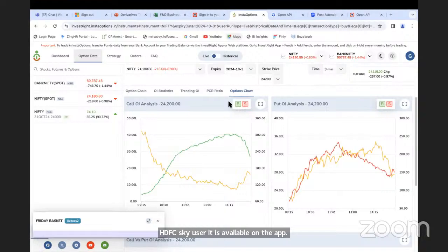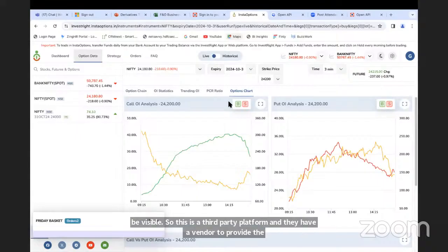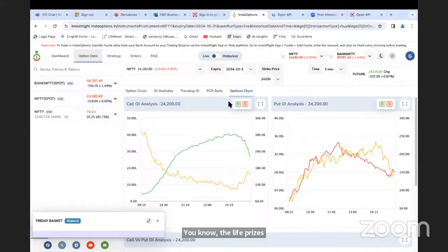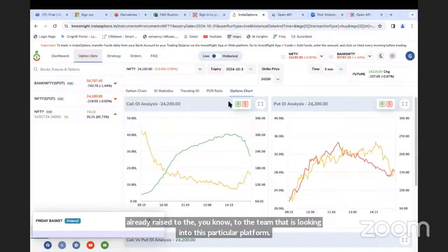Okay, there is one more question about the market depth. As of now on this platform, the market depth will not be visible. This is a third party platform, and they have a vendor to provide the live prices. So there is a little bit of limitation that they are facing, and that's why the market depth or the bids are not available. But that is something we have already raised to the team that is looking into this particular platform. So I have noted the feedback about the market depth.